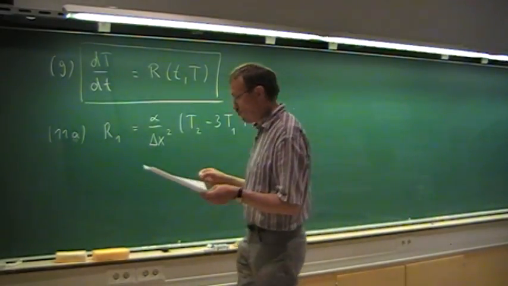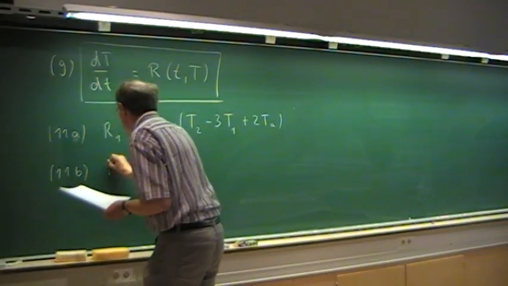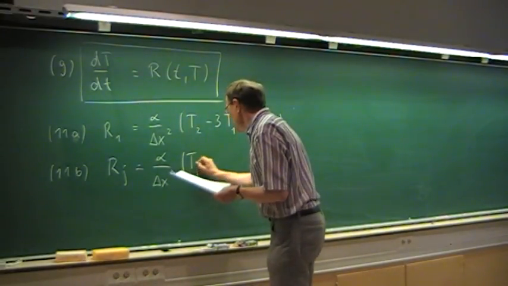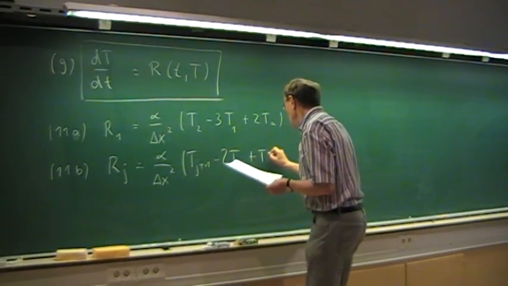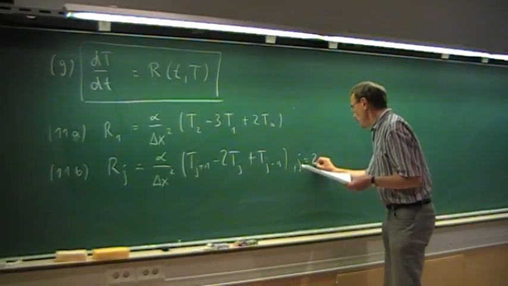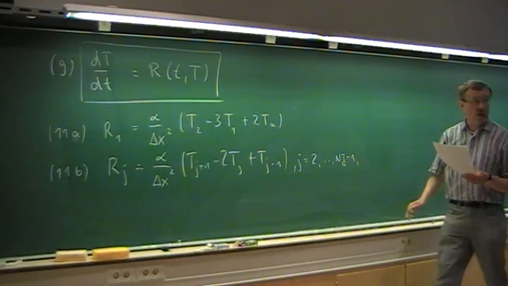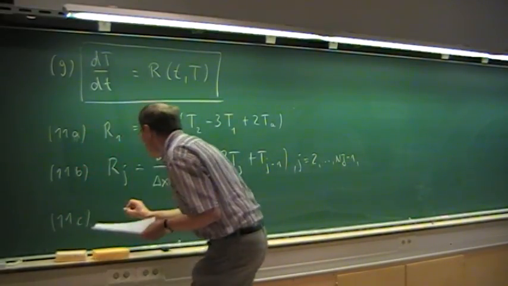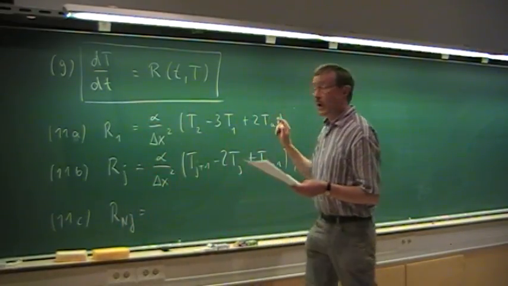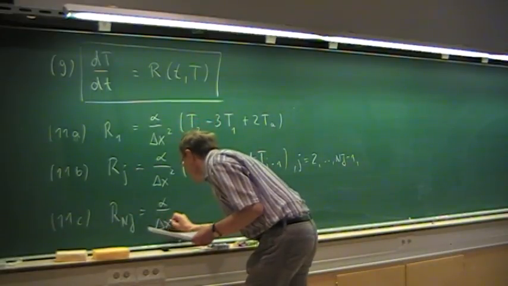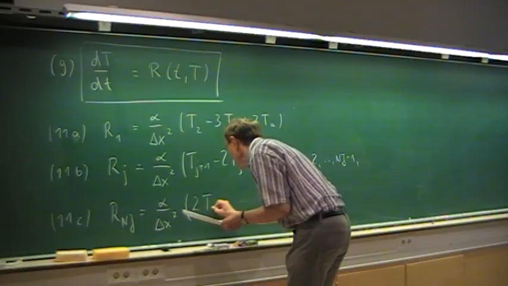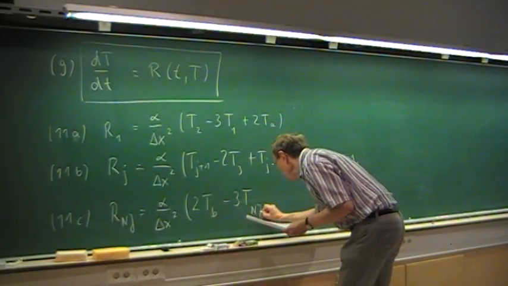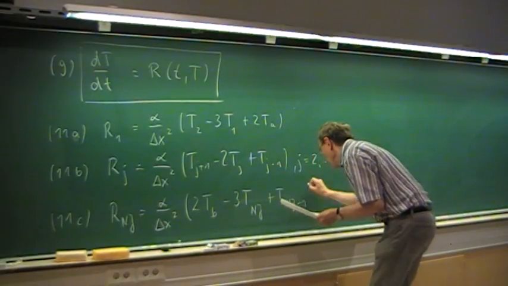Then we had the general form 11B, that was the Rj. That is the form that we also have for the finite difference method, where we have Tj plus 1 minus 2Tj plus Tj minus 1. And that is then true for j from 2 to Nj minus 1. Nj is the number of control volumes that we consider. The last one, 11c, that is the R on Nj. There, the right boundary condition will enter. We'll have alpha divided by delta x squared, and we will have here 2 times the temperature at the right boundary, Tb, minus 3 T Nj, and plus T Nj minus 1.